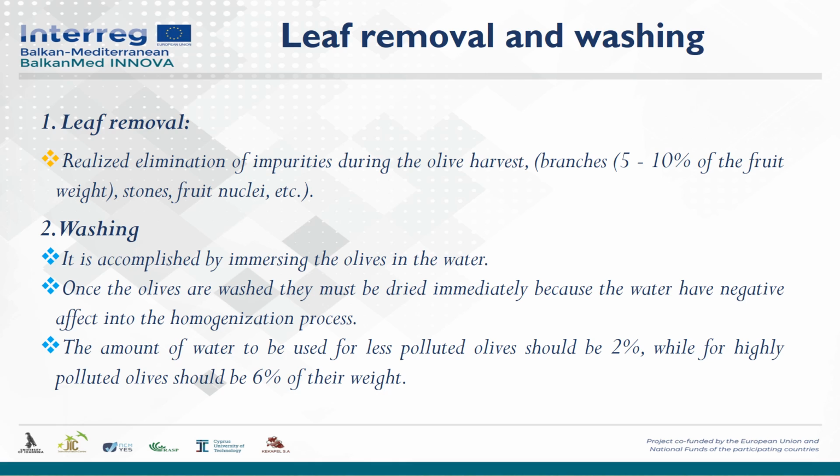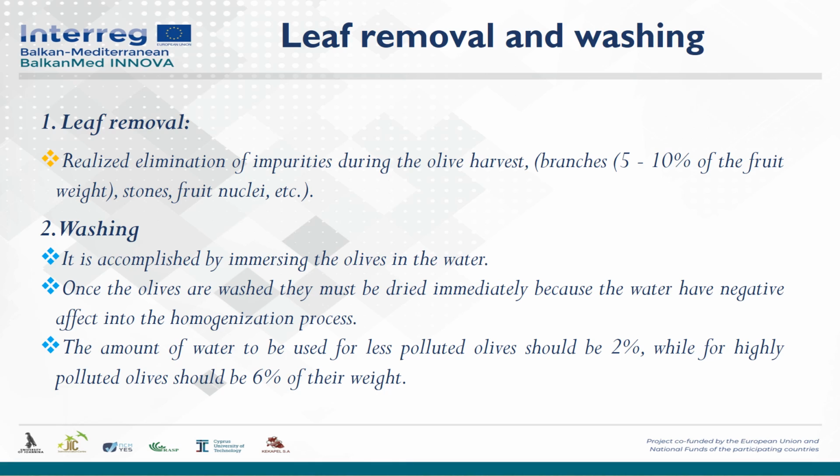Well, leaf removal is the elimination of impurities collected during the olive harvest. It eliminates the branches, which are 5 to 10% of the fruit weight, stones, fruit nuclei, etc. And after that, the olives are washed in a current of water. This process is accomplished by immersing the olives in the water.